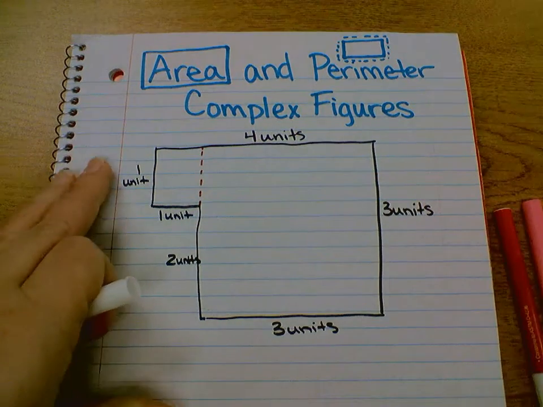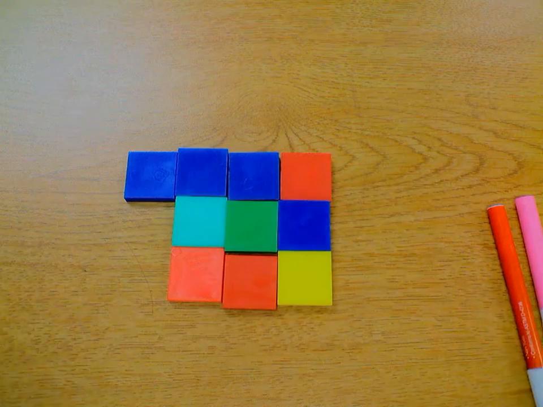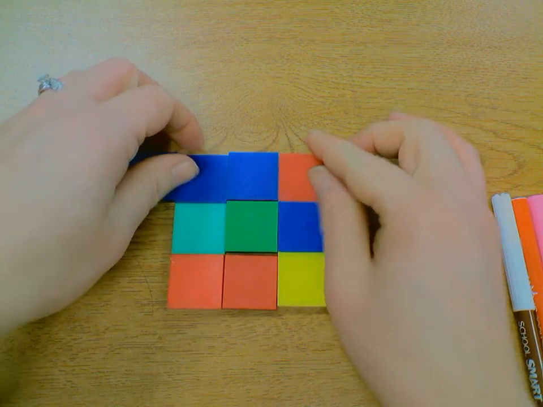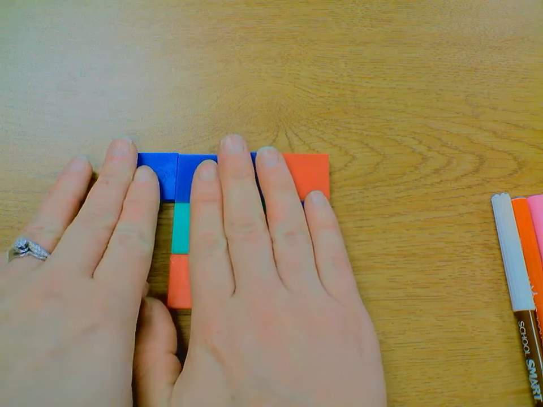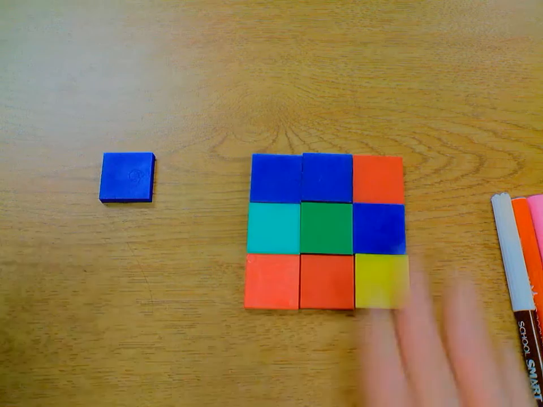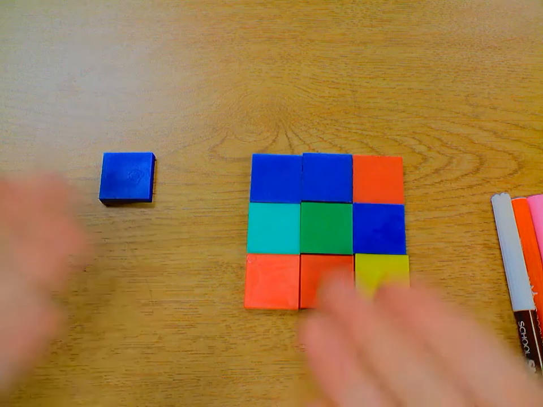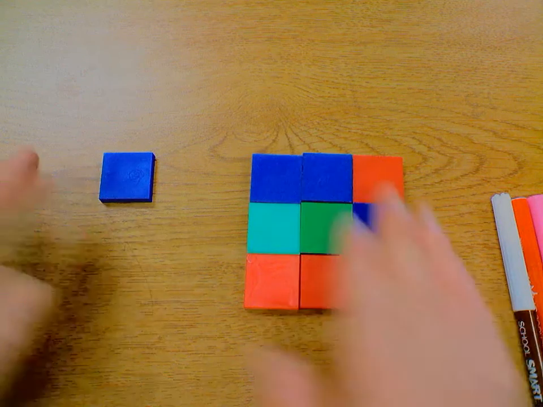Let me bring my complex figure in one more time so you can see what that line represented. So here's my complex figure. And what I did on my paper, in the illustration, I drew that dotted line to show that I am separating this complex figure into 2 rectangles. And now I can apply the formula for area to find my complex figure's area.